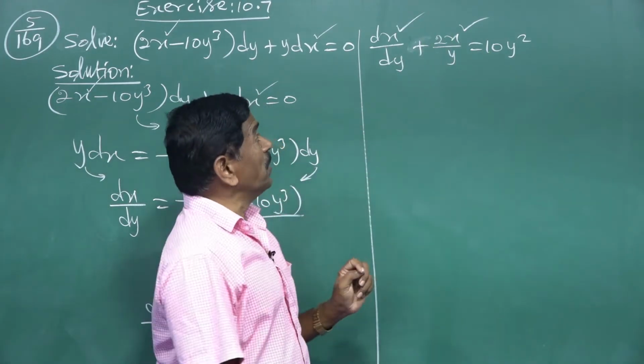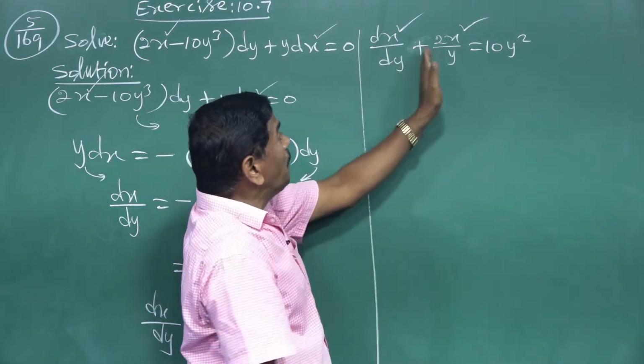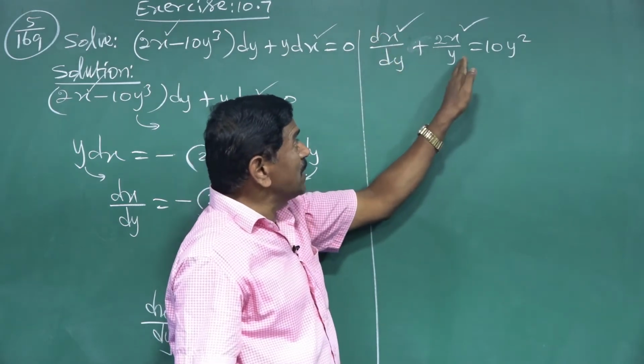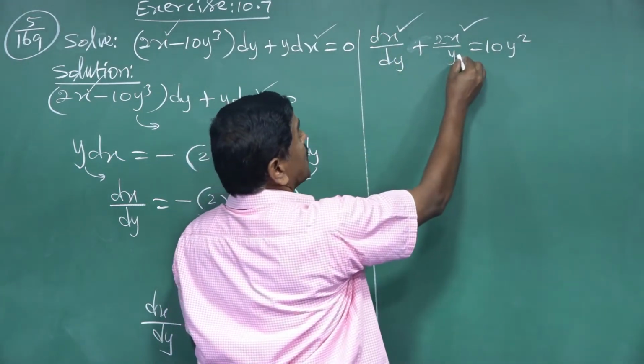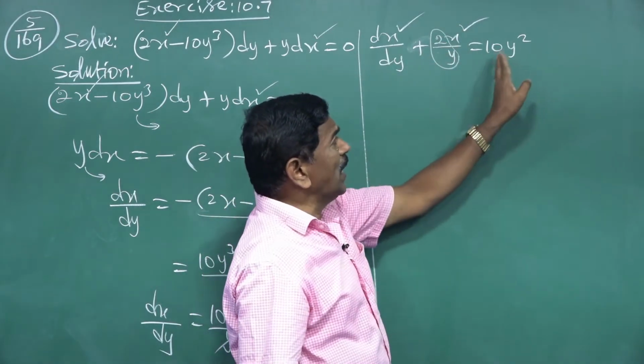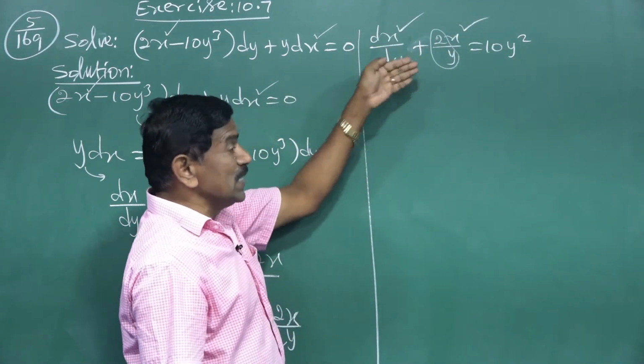Yes, the standard form is dx/dy + Px = Q. So dx/dy + Px = Q, where the x coefficient is 2/y, which is equal to P, and the right hand side is fully considered as Q. Now the theory portion is, this is linear in x.